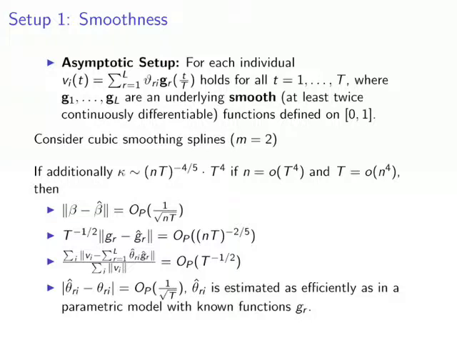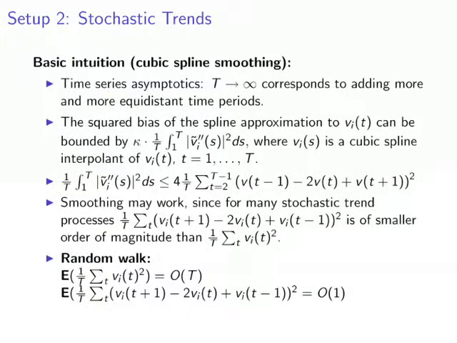And it was also shown that the theta hats are estimated as efficiently as in a parametric model with known functions g. But we also consider another type of asymptotics. We have stochastic trends. We have no smooth functions. It's a trend, but for example, a random walk. In this case, a completely different asymptotic plays a role. We have a time series asymptotics. T going to infinity corresponds to adding more and more equidistant periods.